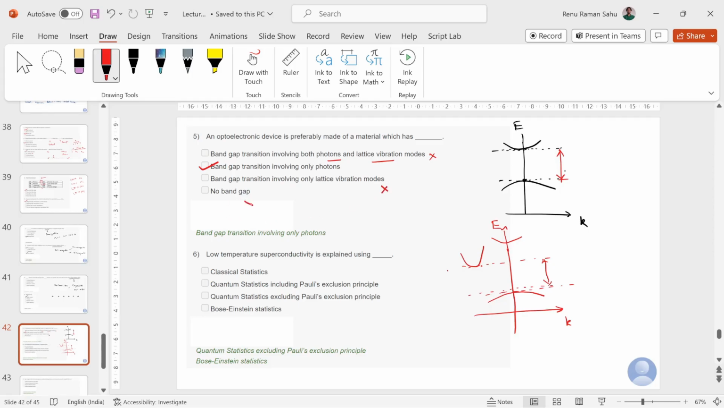And if there are no photons, the transition can take place without them, so photons are not involved. So an optoelectronic device needs to have a band gap transition involving only photons, and that happens in the case of a direct band gap semiconductor. Direct band gap.